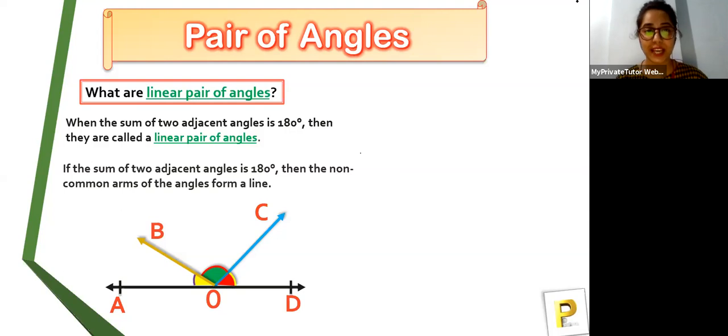Okay, let's check if the given angles are adjacent or not. If you see, they have a common vertex, yes, and they have common arms and non-common arms as well. So all of these are called adjacent angles. Okay, so let's see, are they linear pair of angles?